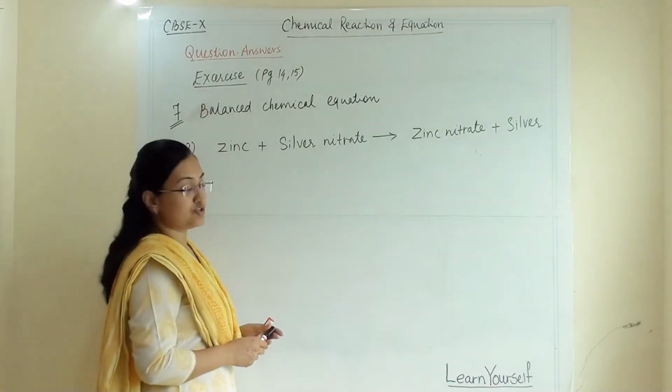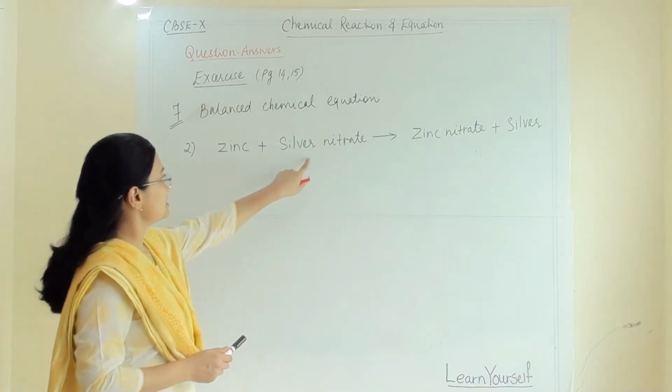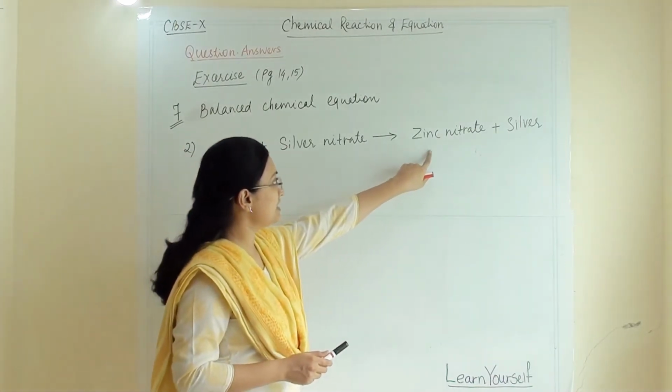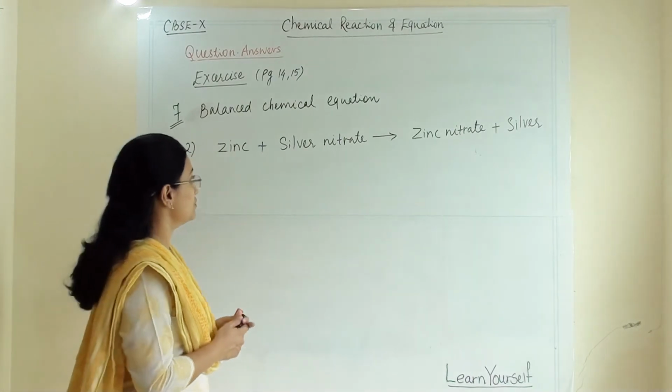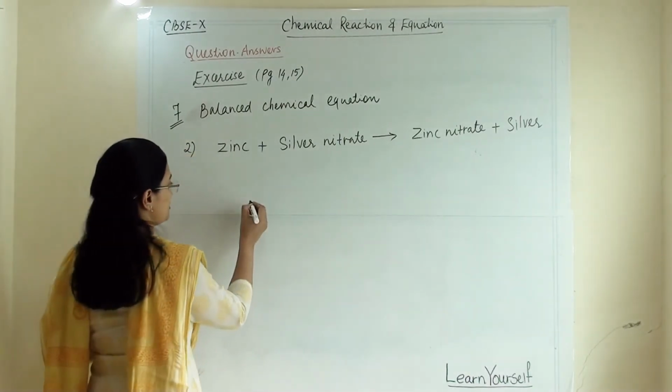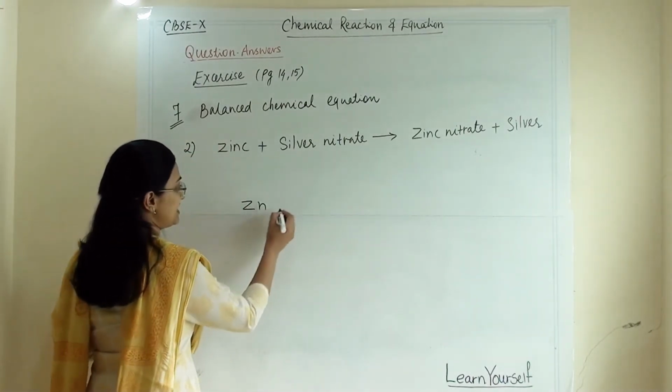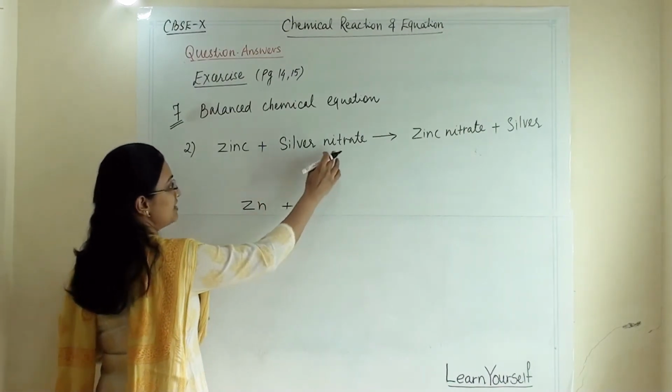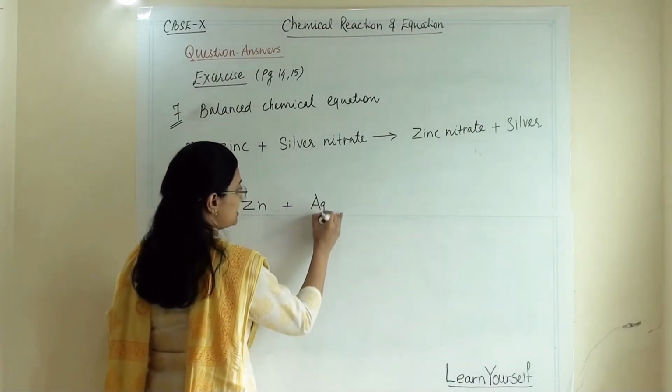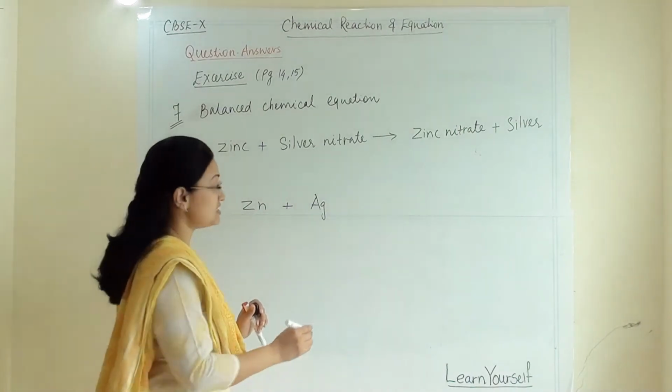Our next equation is zinc plus silver nitrate will give us zinc nitrate and silver. So let us first write our equation. Zinc is Zn plus silver nitrate. Silver is Ag and nitrate is NO3.